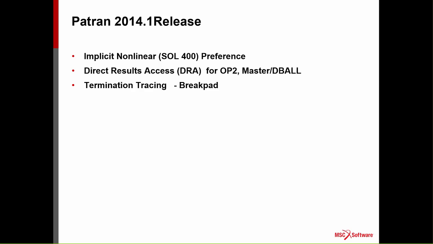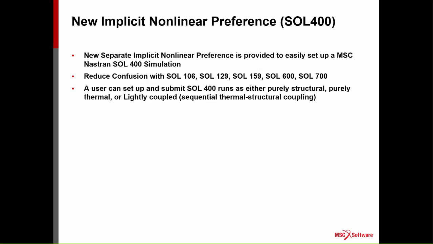Finally, we have a capability called breadcrumb, which is what happens if Patran does terminate on you. It makes our life easier in tracing back the issues.